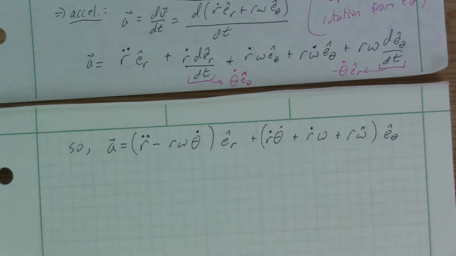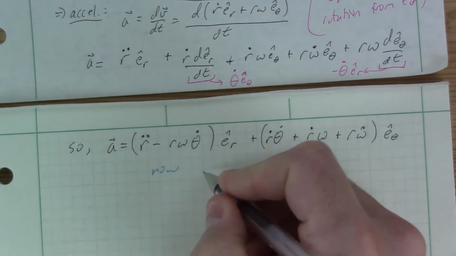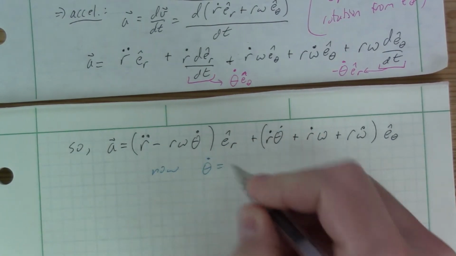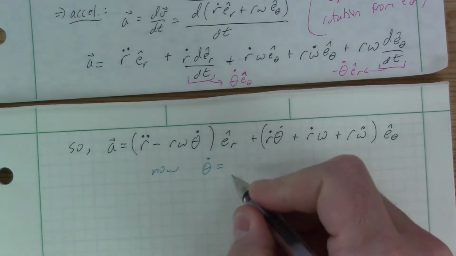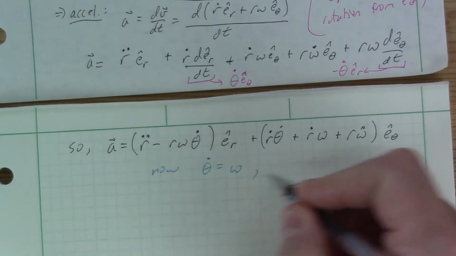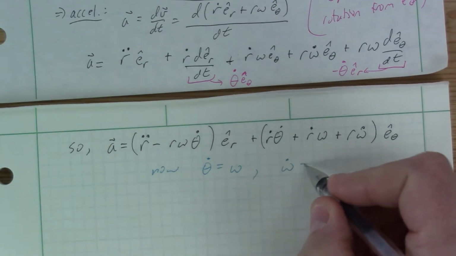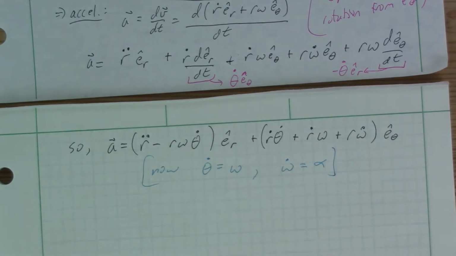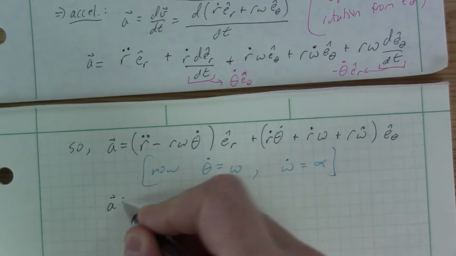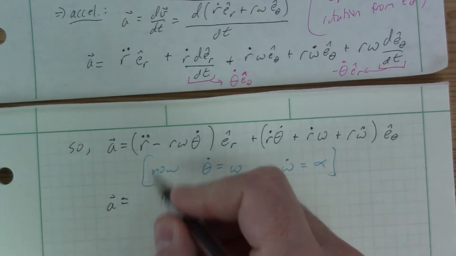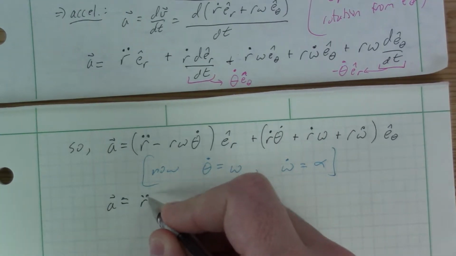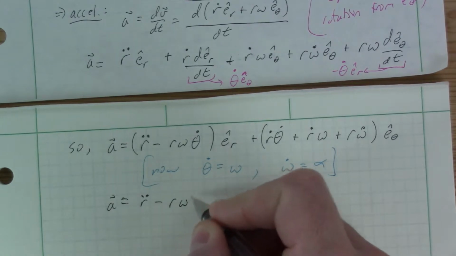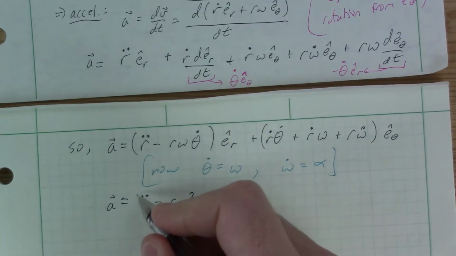Okay, so now we just notice that the change in theta with time is the angular velocity, and the change in angular velocity is the angular acceleration. So this is going to be r double dot, minus r omega squared, because theta dot is just another omega.